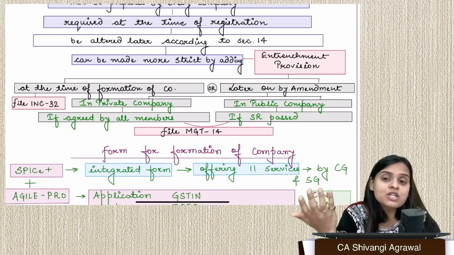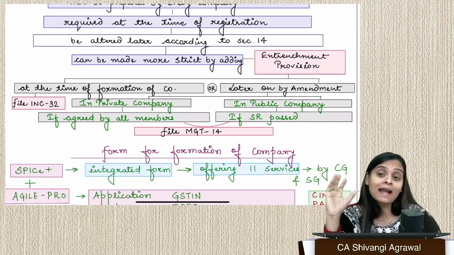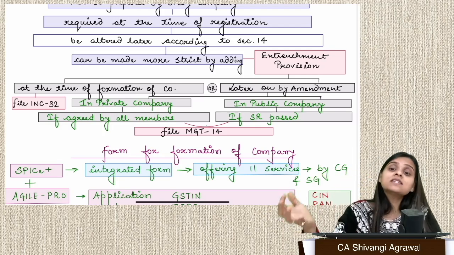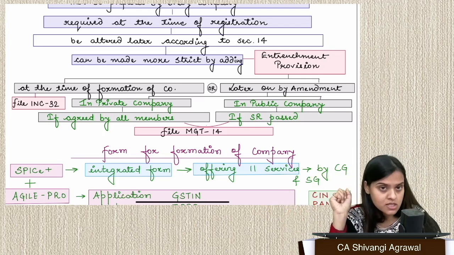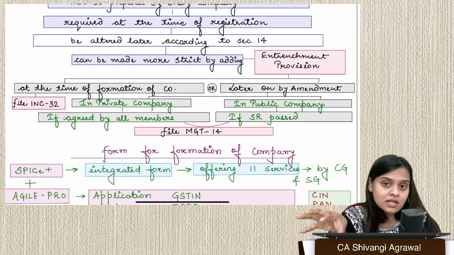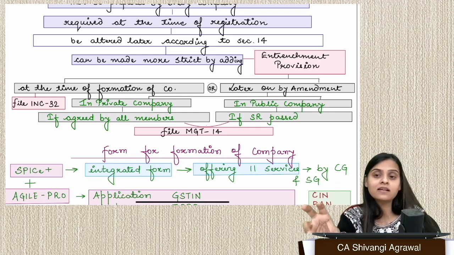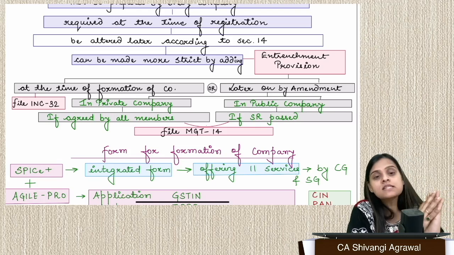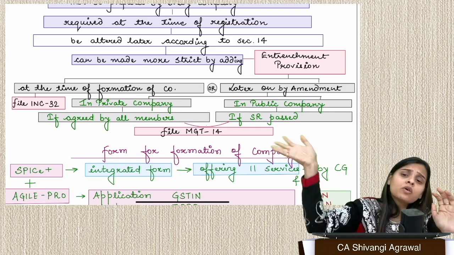So you can put an additional condition that, okay, if you get 90% votes, then only you can change this clause. Or if this thing happens, then only you can change this clause. So when you're putting such a condition, it means you are adding entrenchment. Now this condition can be put, or this entrenchment can be added, at the time of formation also, when you're initially preparing the articles, and later on also.